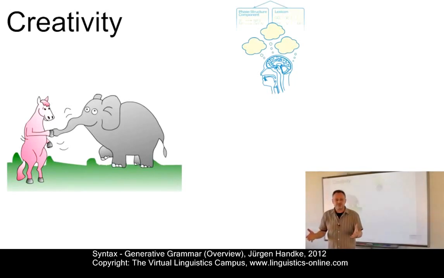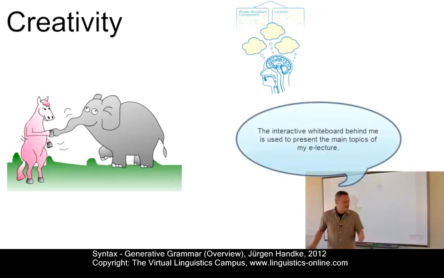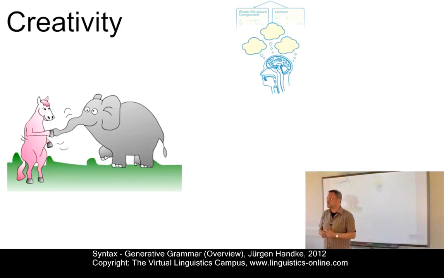Any native speaker is capable of understanding and producing new sentences. Well, here's another one. The interactive whiteboard behind me is used to present the main topics of my e-lecture. Have you heard this sentence before? I don't think so, but you can understand it. This creative character shows that language cannot simply be learned by imitation. Rather, languages are acquired by principles of abstraction. Perhaps some linguists argue these principles are even innate.